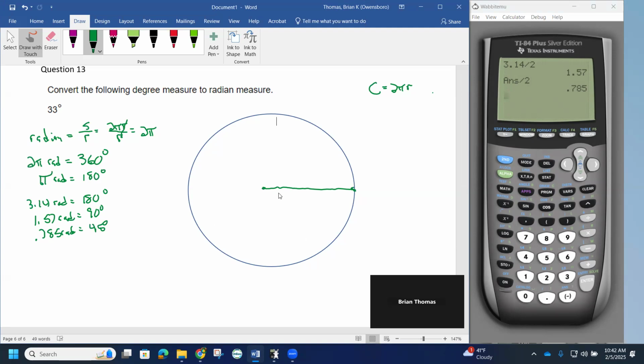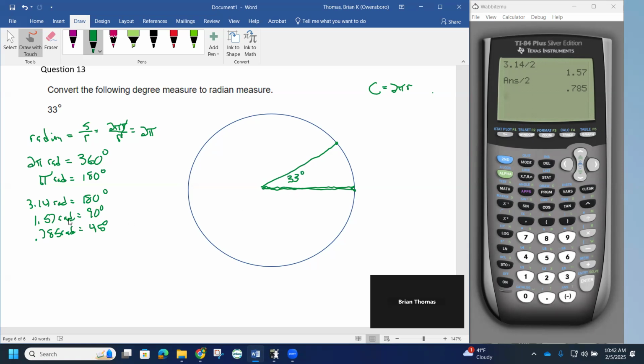Now, what they gave us is 33 degrees. So 33 degrees, here's going to be my initial side, and I'm going to rotate what I think is about 33 degrees, which is probably about here. So that's going to be my estimation. So this is 33 degrees. What I want to do is instead of saying 33 degrees, convert this into radians.